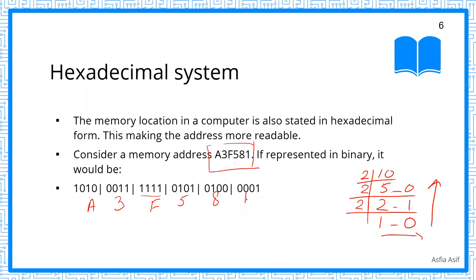So if you need to convert a decimal number into hexadecimal, you do need to convert that into the binary first, or even vice versa. If you're converting from hexadecimal to the decimal, you need the binary conversion first.